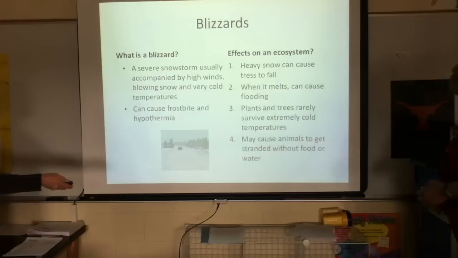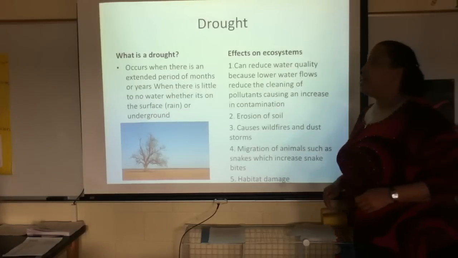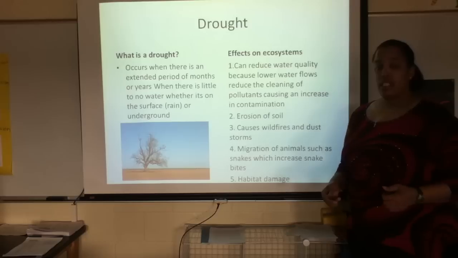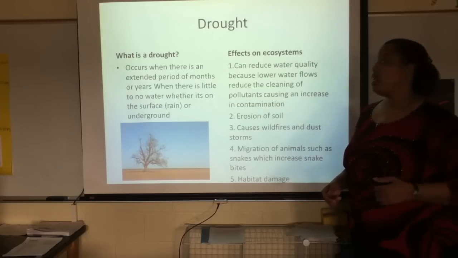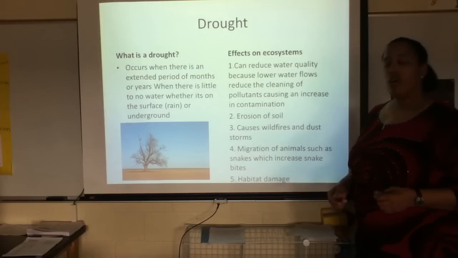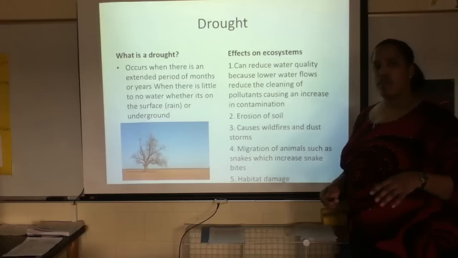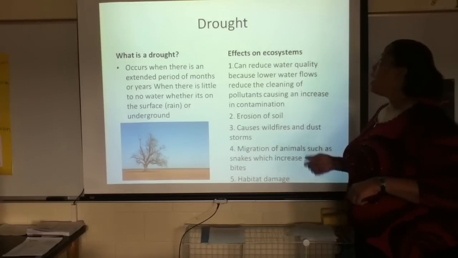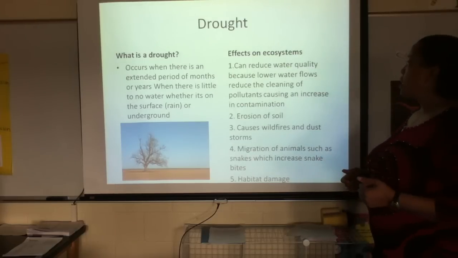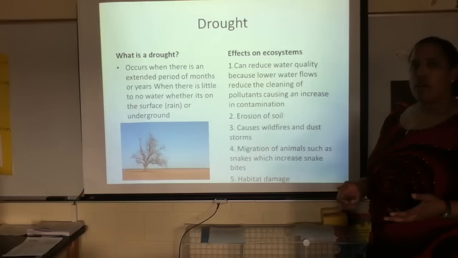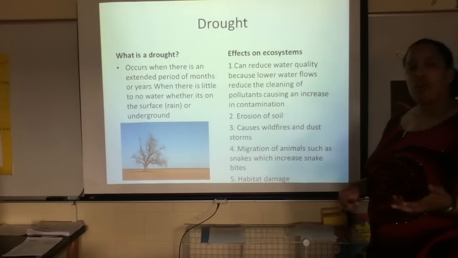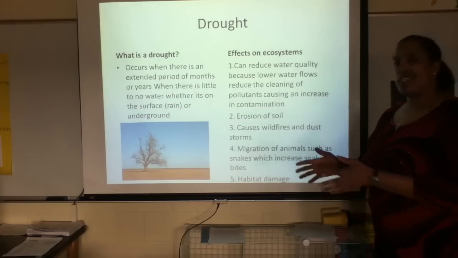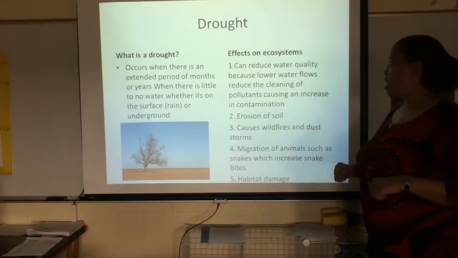All right, our next one, and our final one, is the drought. A drought occurs where there's an extended period, for months or even years, where there's little to no rainfall, whether it's on the surface, like rain, or underground, like groundwater. It can have a severe effect on the ecosystem because it can reduce water quality, because lower rainfall reduces the cleaning of pollutants, so the pollutants actually move into the water supply.